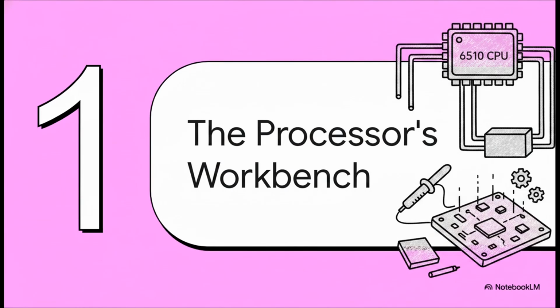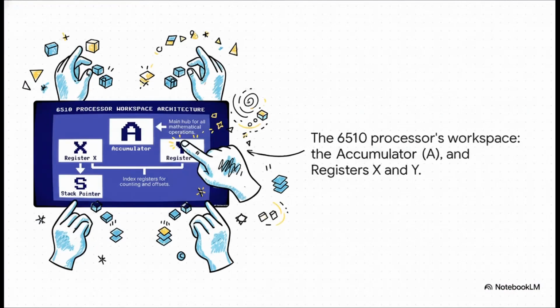We need to look inside the C64's brain, the 6510 processor, and check out the digital workbench where all the magic really happens. Okay, so think of the processor as having three hands. The main one, the most important one, is called the accumulator, or just A. This is where all the heavy lifting goes down, all the math, all the logic. The other two, registers X and Y, they're like helper hands. They're mostly used for counting things and just keeping track of where data is.